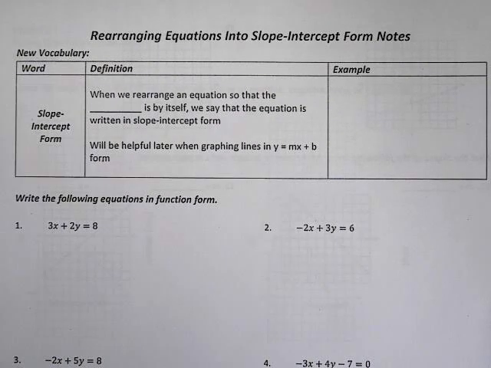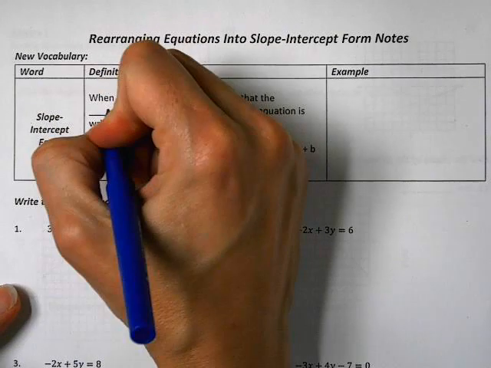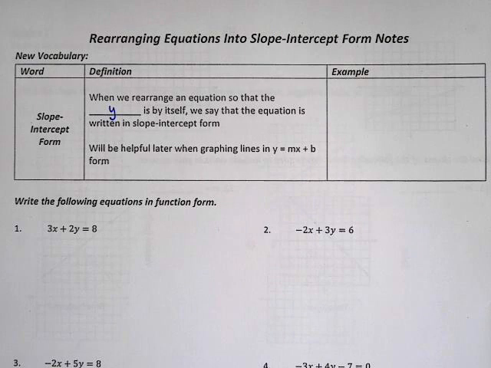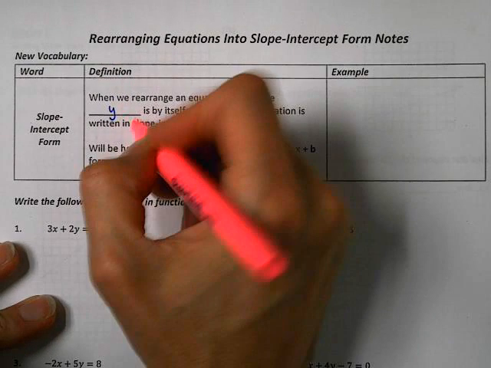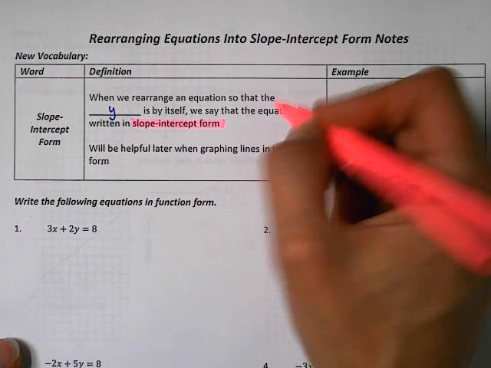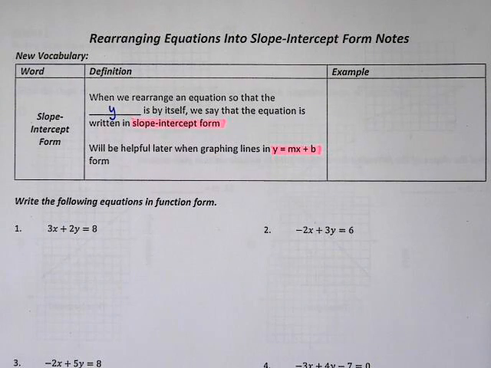Hi everyone, today we're going to do some examples on how we rearrange equations into slope-intercept form. So, when we rearrange an equation so that the y is by itself, we say the equation is written in slope-intercept form. Okay, and so this is going to be helpful later when we're graphing lines that look like this form. This is slope-intercept form, the y equals mx plus b.